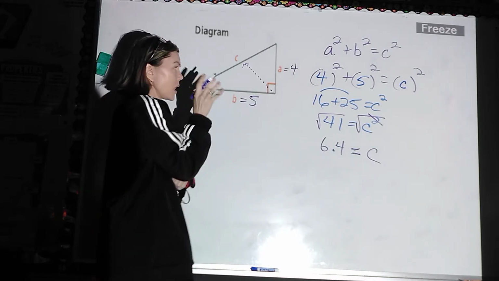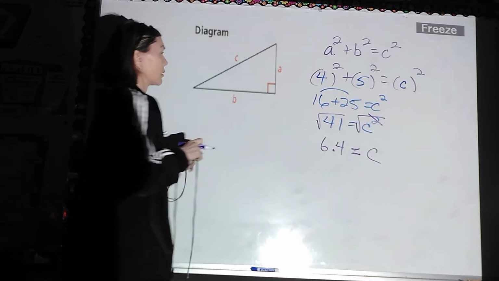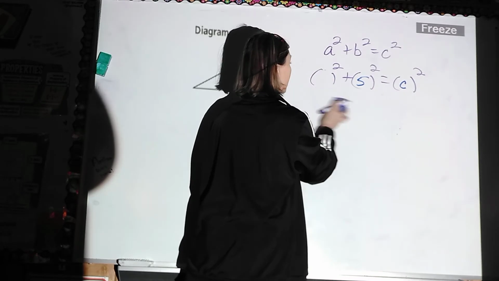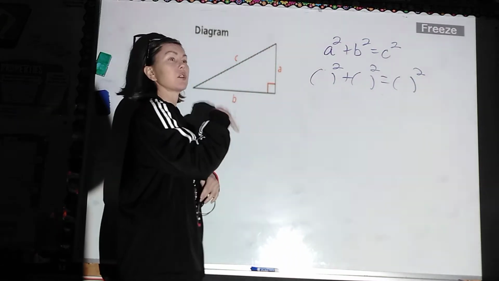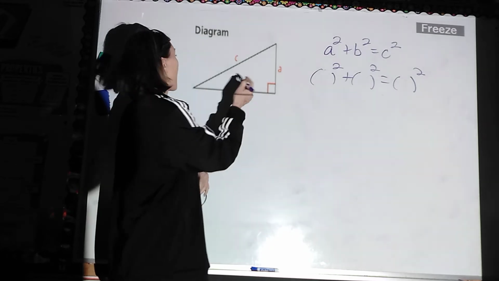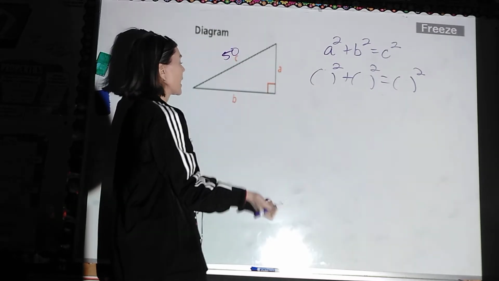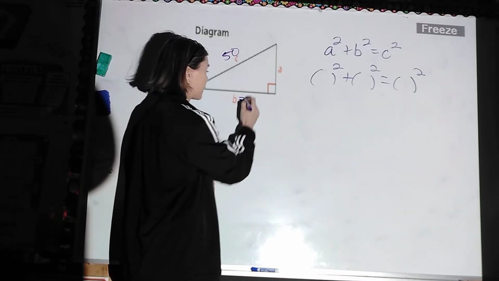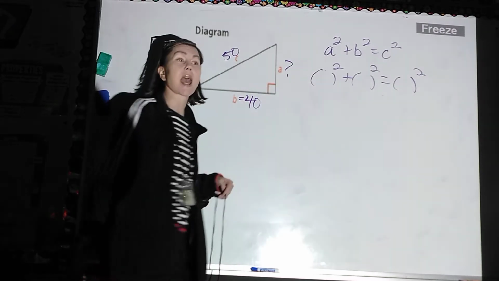Now, supposing they gave you, so let me just erase this. We're moving on. Does anyone have any questions? So say supposing they gave you C, and they say that C is 50, and B is equal to 40, and they want to know what is the A.